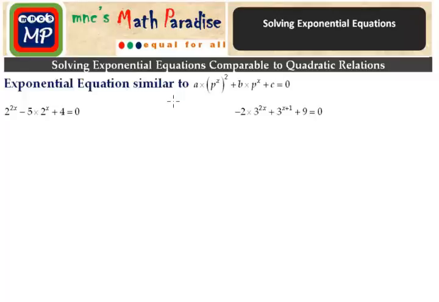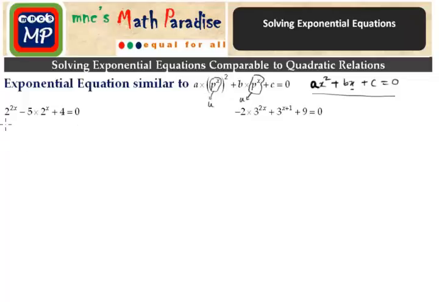Now we will solve exponential equations which are comparable to quadratic trinomial equations, that is x square plus bx plus c equals 0. Here we can see that the x variable is replaced by an exponential term p to the power x. So if we imagine that p to the power x is the variable u, then it will be au square plus bu plus c. That is similar to these quadratic trinomial equations. So let us see how we can solve these forms of equation using these two examples.